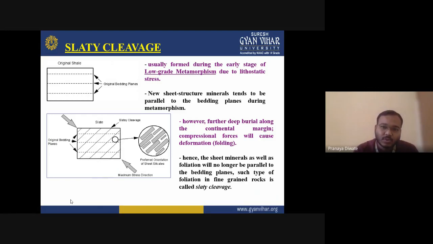So usually shale will be converted into slate. You have this early stage of low grade metamorphism. Your shale is converted into slate. This is the early stage or early form of the metamorphism. So this is how your slate is formed.